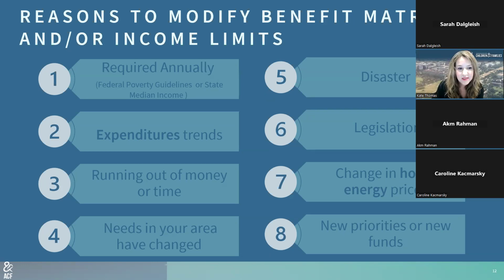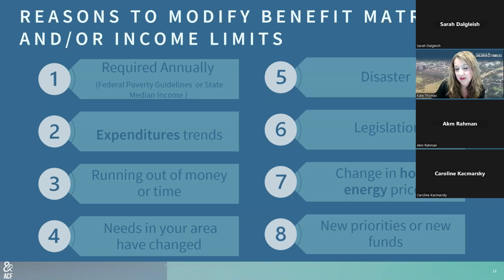Number 6 on the list is legislation. How many of you have a state or tribal or territory law about your income limits? I know that's something that some of our grant recipients have to contend with, and if the lawmaking body in your area makes that a statutory requirement that you use a certain income level, then that might be something that you have to change in your matrix or your income limits.